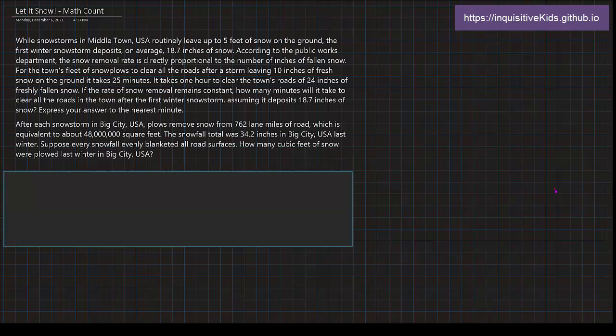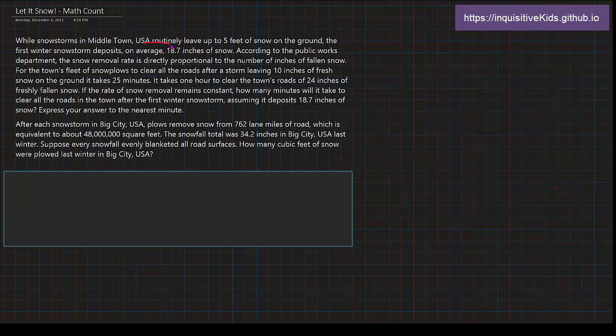This is Let It Snow math count. While snowstorms in Middletown, USA routinely leave up to 5 feet of snow on the ground, the first winter snowstorm deposits, on average, 18.7 inches of snow.